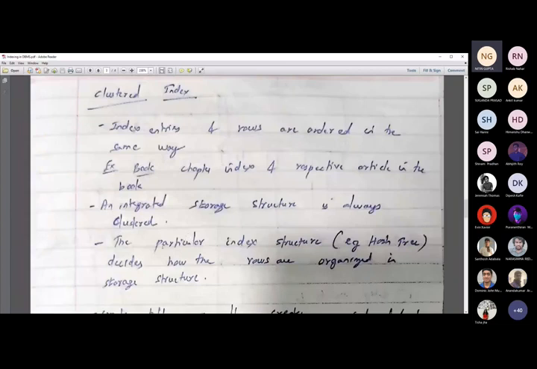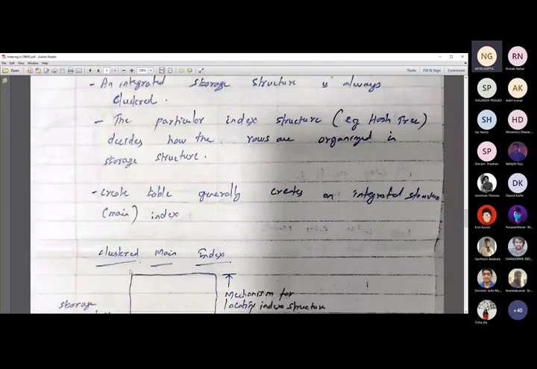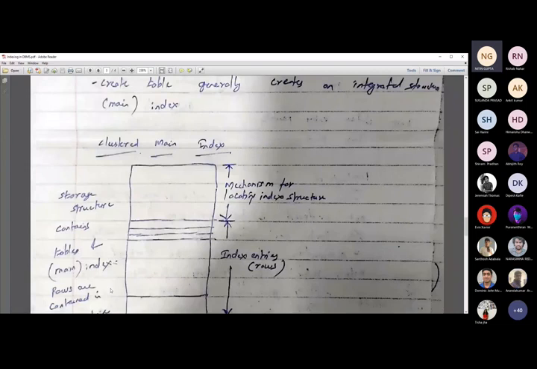Let's discuss something about clustered index. Initially you are going to group related records together, and then you are going to create an index on the related data file. Then we call it a clustered index, right? Generally, create table creates an integrated structure, right?